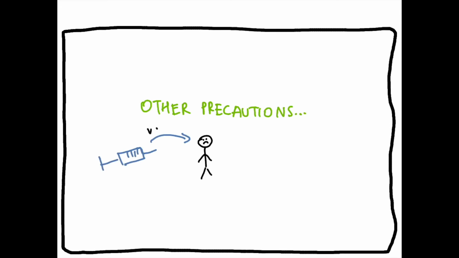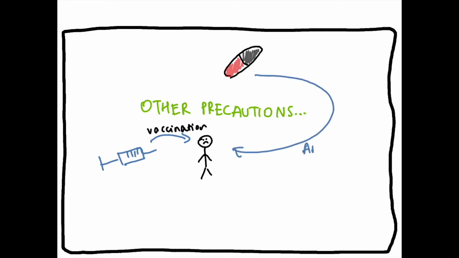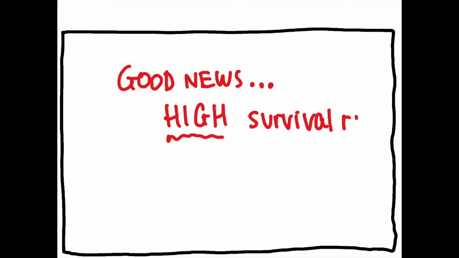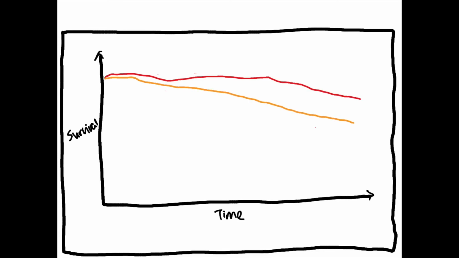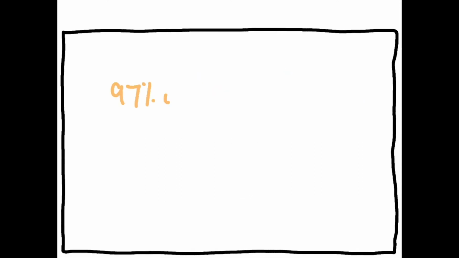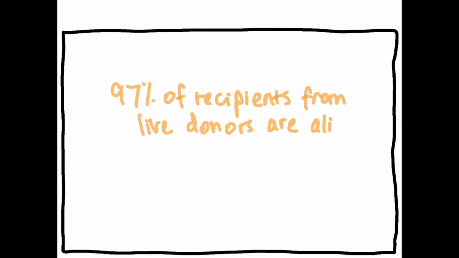A few other precautions should also be taken. Ask your doctor about vaccinations and antiviral or antibiotics that you may need to protect yourself against infections. These infections may either arise from the transplanted kidney or from opportunistic infections due to being immunocompromised. There is good news to kidney transplantation. Kidneys can come from live donors or recently deceased donors or cadavers. Both show promising long-term survival rates, with kidneys from live donors performing slightly better. 97% of recipients from live donors are still alive after 5 years.